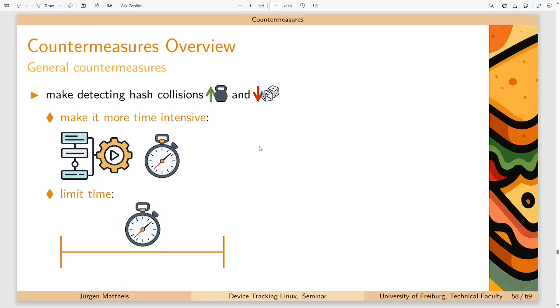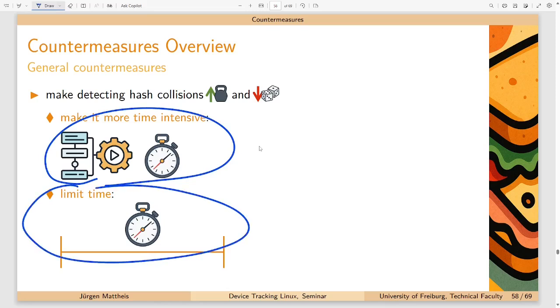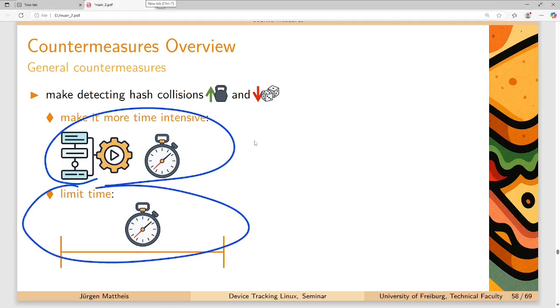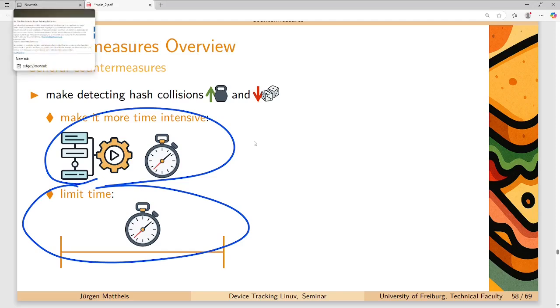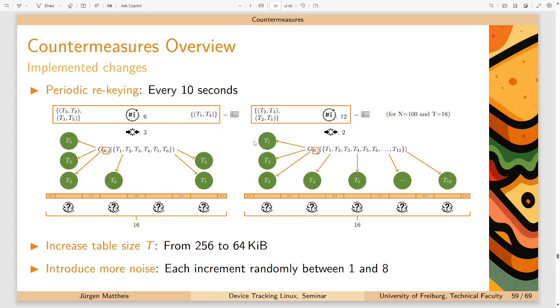So in general, the countermeasures we take are making the detection of hash collisions harder and less likely. We can make it more time intensive, and we can limit the time that one has to determine these hash collisions. So what was actually implemented?